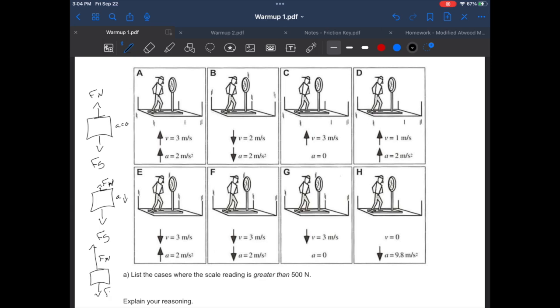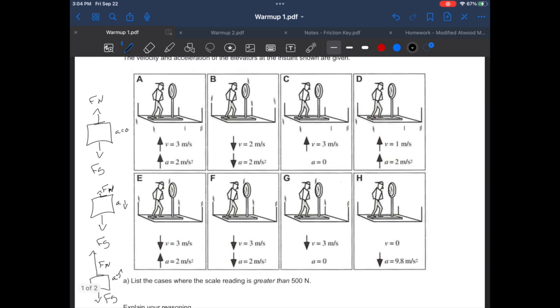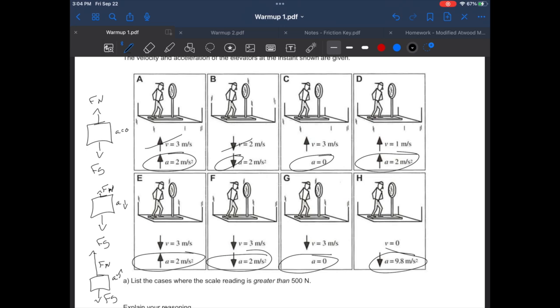When we're looking at these pictures, velocity does not matter. What matters is the acceleration. The direction of the acceleration follows the direction of the net force. So if the acceleration is up, for each one of those, net force is bigger than force gravity. It's going to show more than 500. If acceleration is down, that means net force is down. That means force normal is smaller than gravity. The scale will say less than 500. If there's no acceleration, forces are balanced. Scale says 500 newtons.